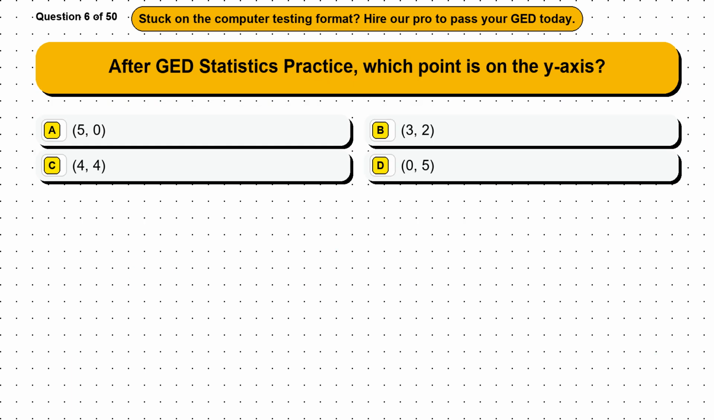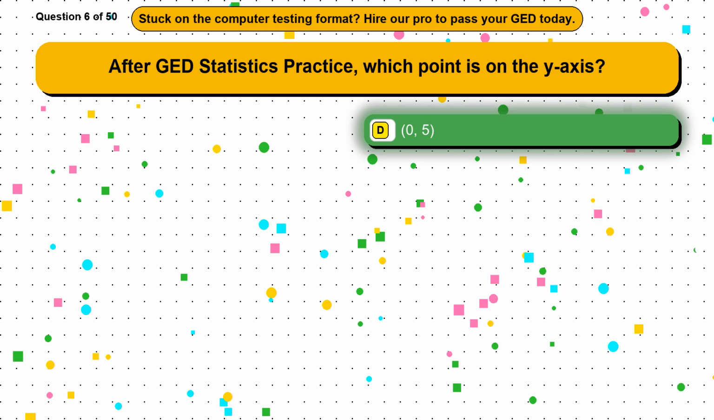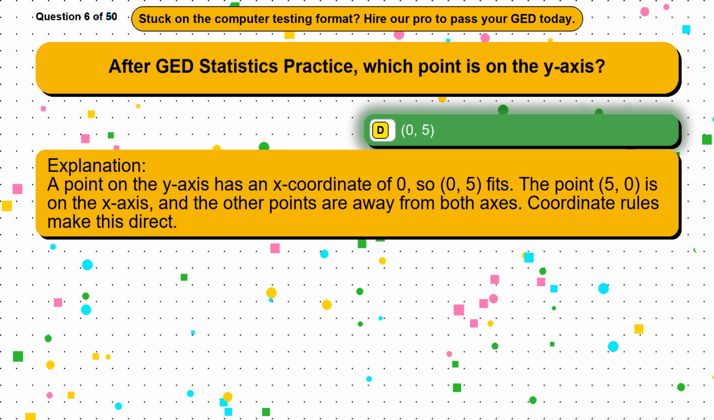Question 6. After GED Statistics Practice, which point is on the y-axis? Option A, 5, 0. Option B, 3, 2. Option C, 4, 4. Option D, 0, 5. The correct answer is option D. 0, 5. A point on the y-axis has an x-coordinate of 0, so 0, 5 fits. The point 5, 0 is on the x-axis, and the other points are away from both axes. Coordinate rules make this direct.